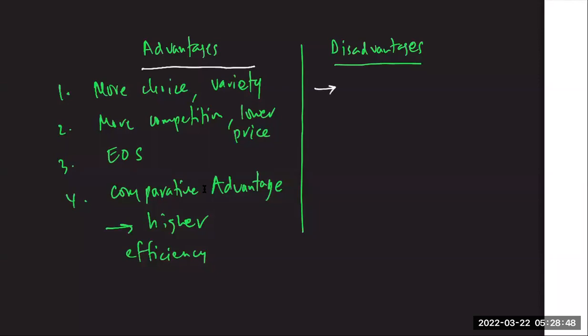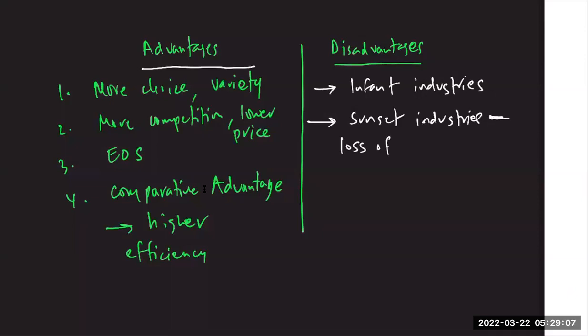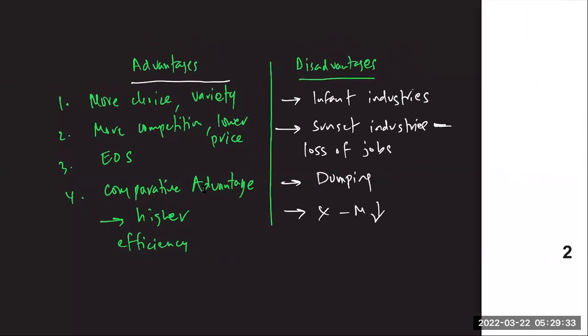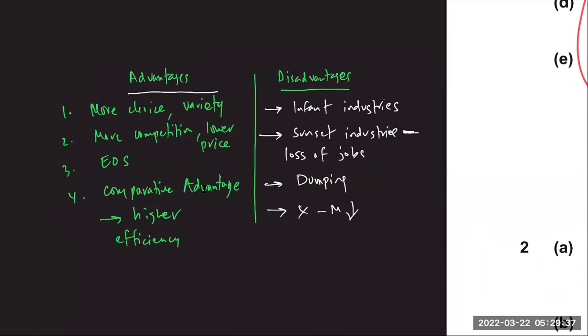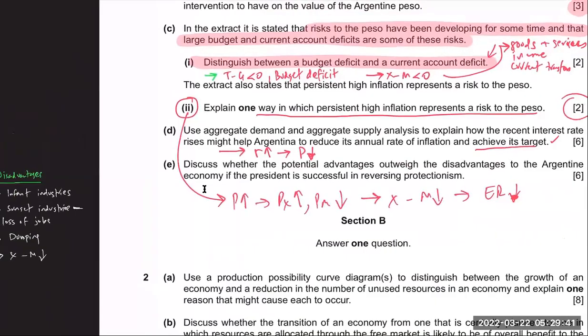On the other hand, disadvantages of removing protection or reversing protectionism, basically disadvantages of free trade, could be that infant industries will not get a chance to develop. There's also a disadvantage in terms of sunset industries, and therefore you could have a loss of jobs. If somebody is doing the illegal practice of dumping, we will not be able to stop them because now the protectionism is removed. And lastly, one could argue that another disadvantage could be that X minus M may go down, and the current account may run into a deficit because of this. So this is a great data response, I feel, because it again tests our knowledge about various things. And you have a lot to write also. So this is one thing that I wanted to show you guys.